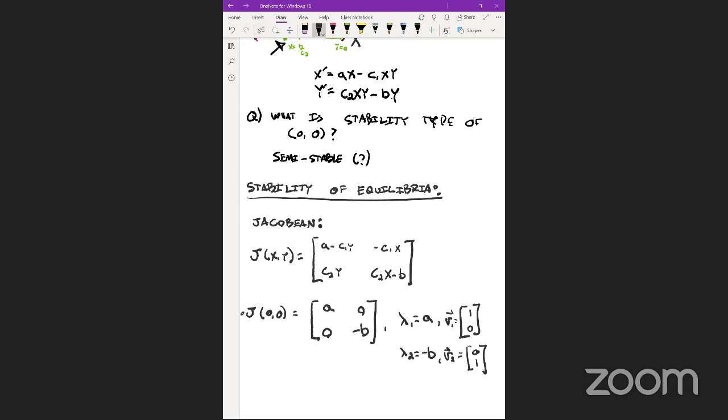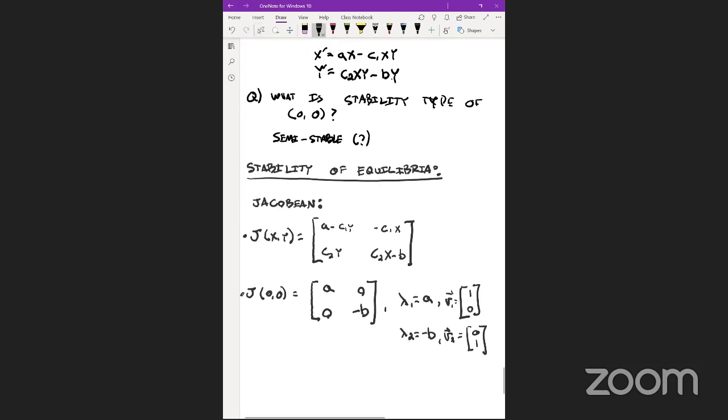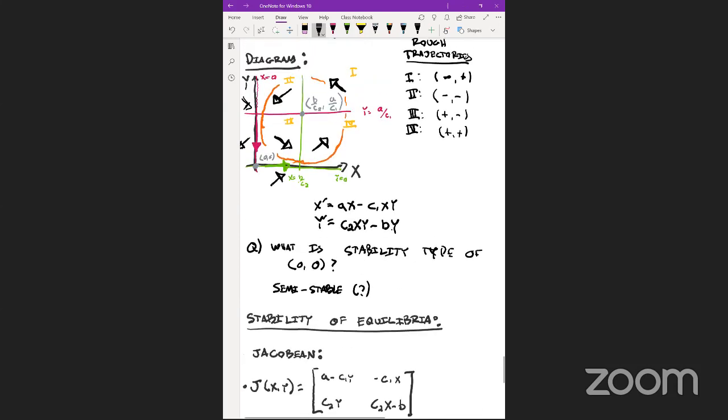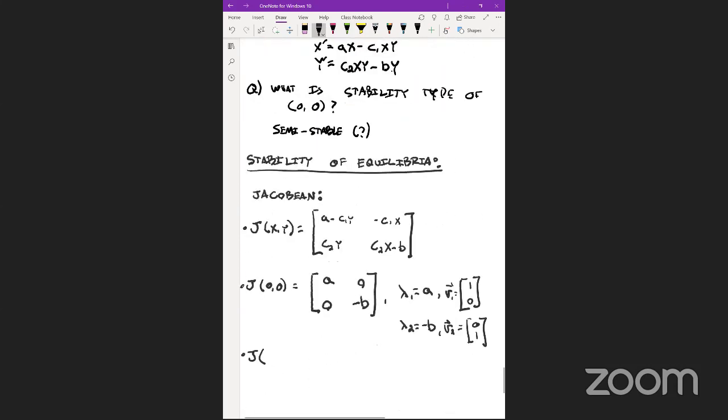All right. So let's look at then the little bit more interesting equilibrium solution, although they're all interesting. b over c2, a over c1.